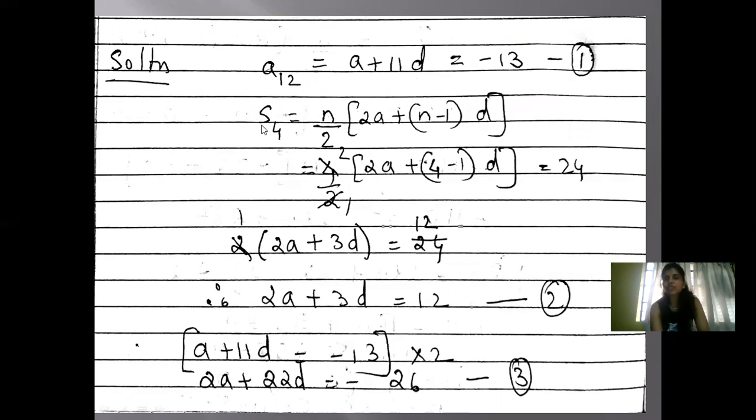Then we substitute in this formula S4, where n becomes 4. 2a plus n minus 1, that is 4 minus 1d, is equal to 24. We get that equation also as 2a plus 3d is equal to 12. Now we have to solve these two equations. So we multiply here with 2. So we get the same value for a, and after that we subtract. When we subtract, we get the value of d. After that, we substitute this value of d in one of the equations and we get the value of a.